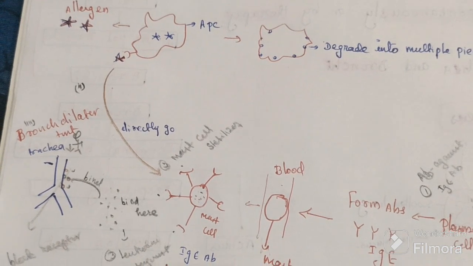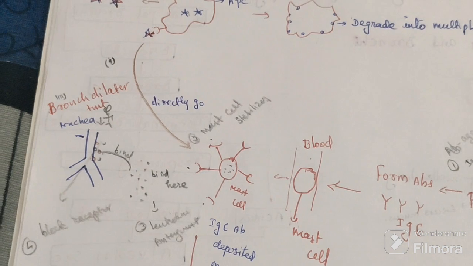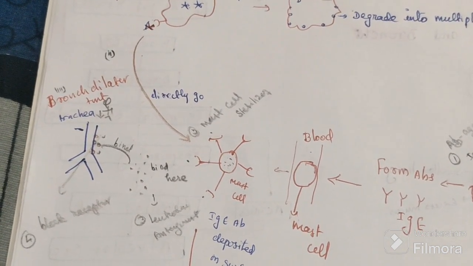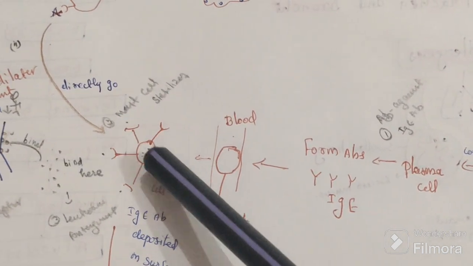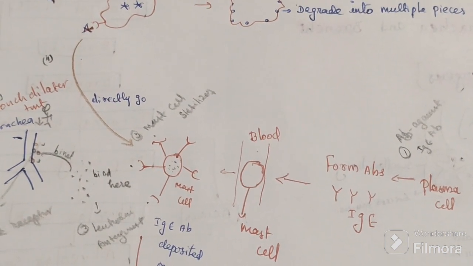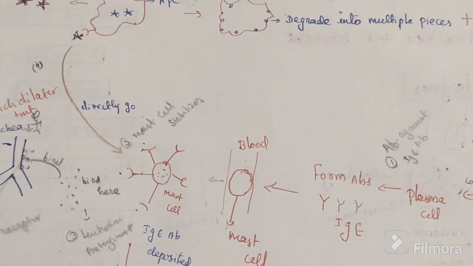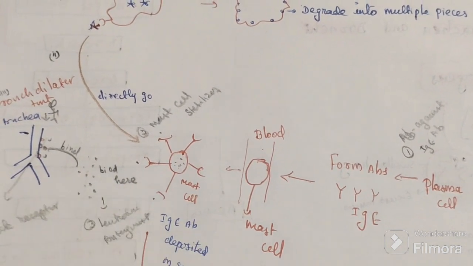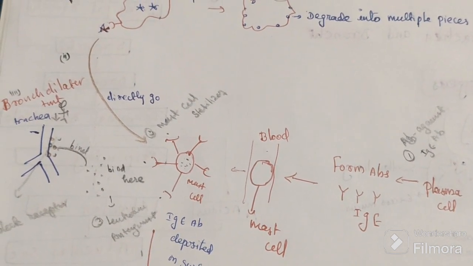The antibody is not free. The antibody is present on the surface of the mast cell. As soon as the antigen binds on the surface of the antibody, it will give a signal to the mast cell. The mast cell will rupture and the granules will come out.